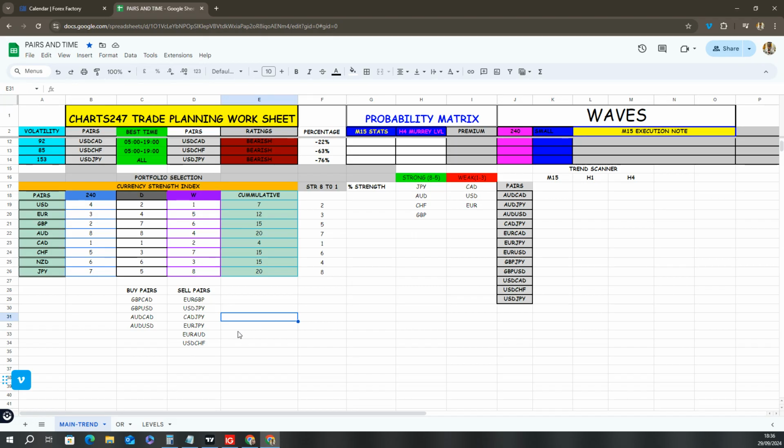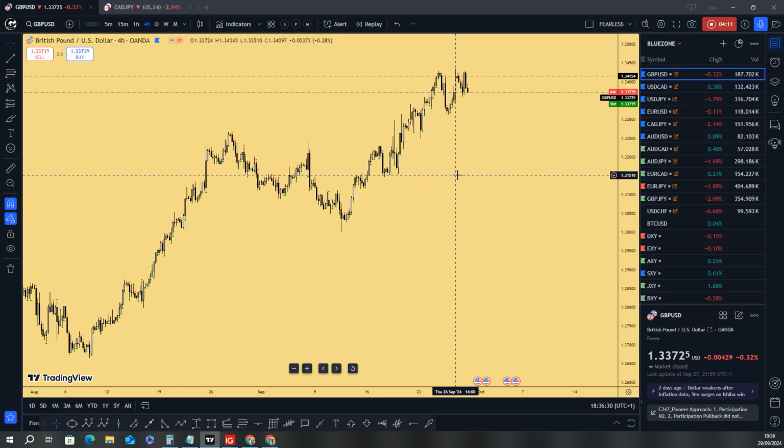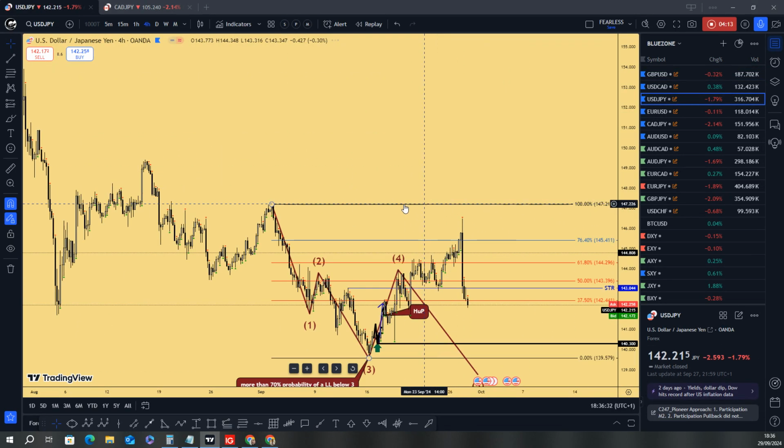So I'm going to do the majors today. We can start with the US dollar Japanese yen, followed by the pound US dollar and Aussie dollar. And if time permits, I can do any other one, but I'll try to go through 3 or 4 pairs for this session. So let's start with the US dollar Japanese yen.